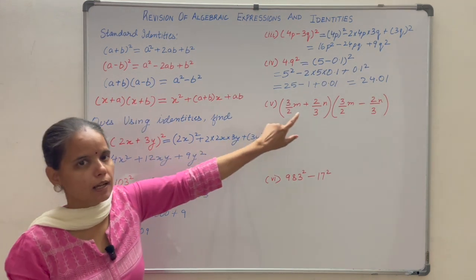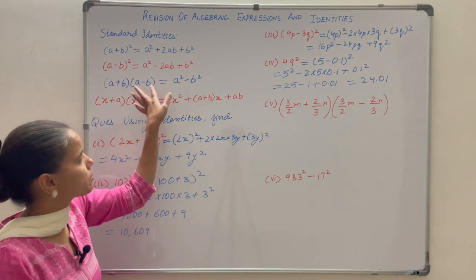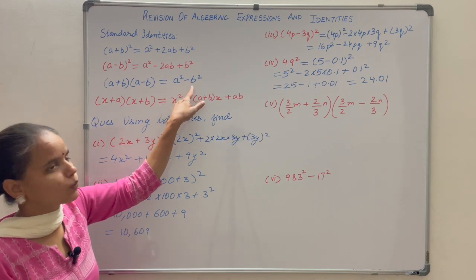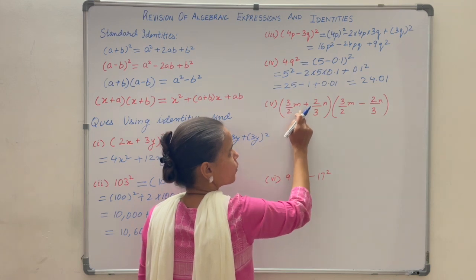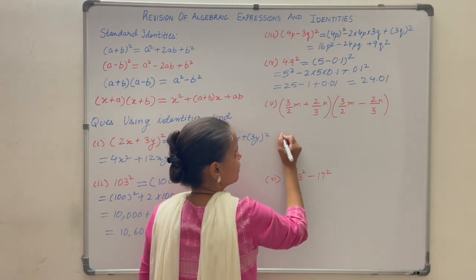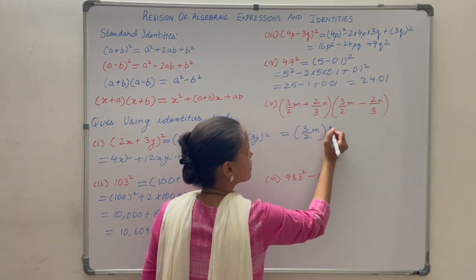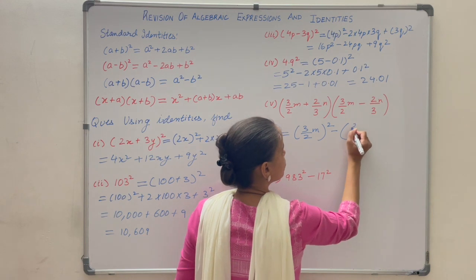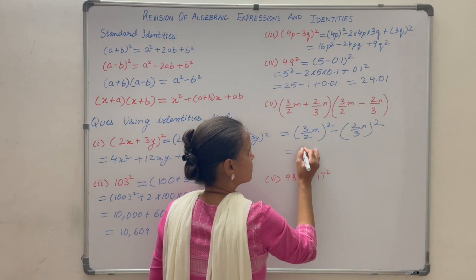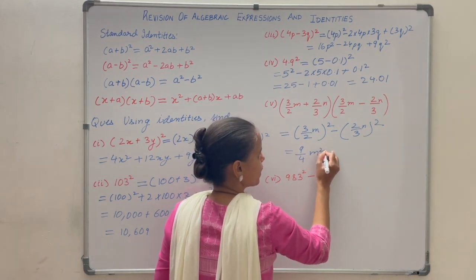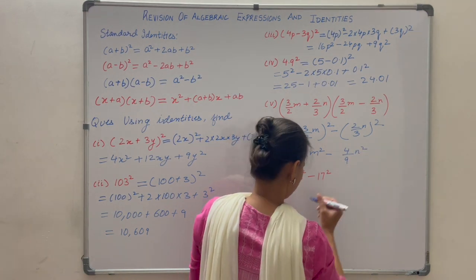Plus and minus, exactly the same thing as it is here. Same format. So we are going to use (a plus b) into (a minus b), that is a square minus b square. So let us write down. Here a is 3 by 2m and b is 2 by 3n. So a square means (3 by 2m) whole square minus (2 by 3n) whole square. So this is 9 by 4 m square minus 4 by 9 n square.